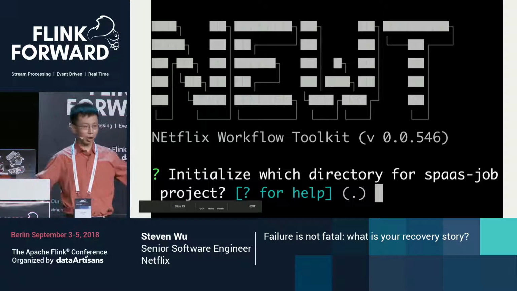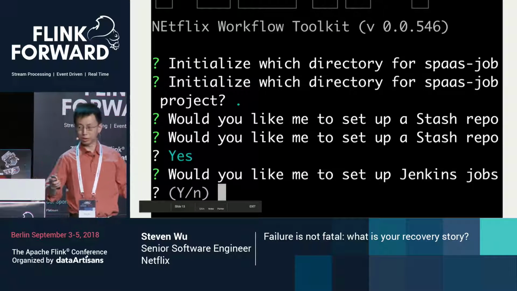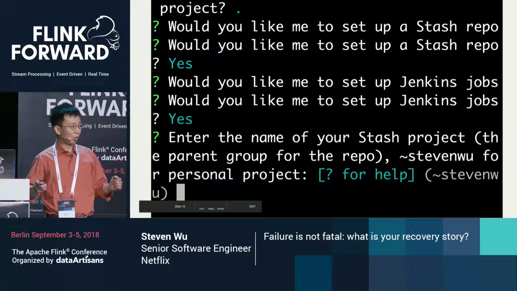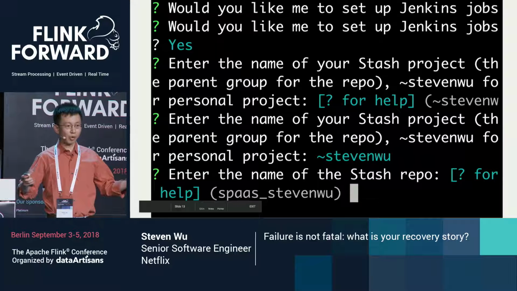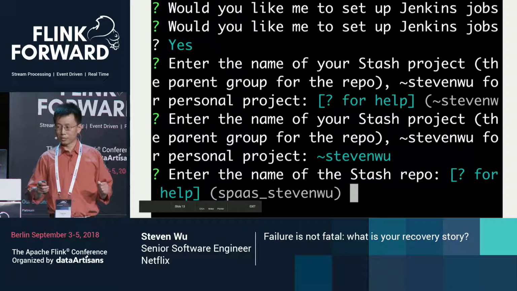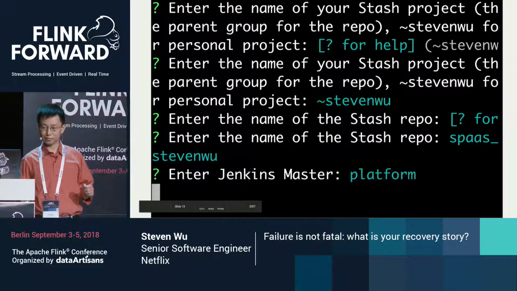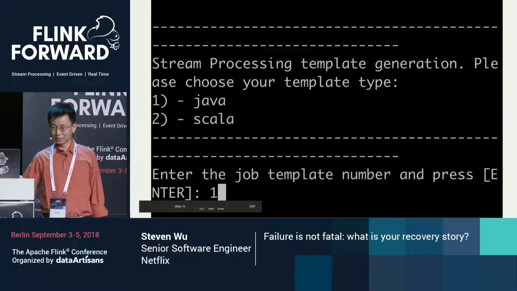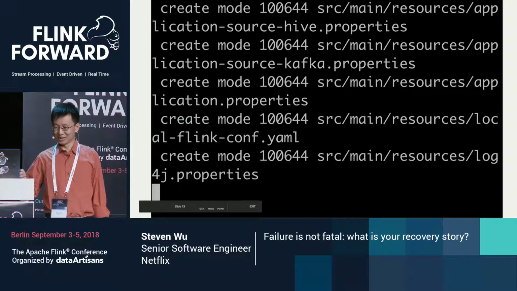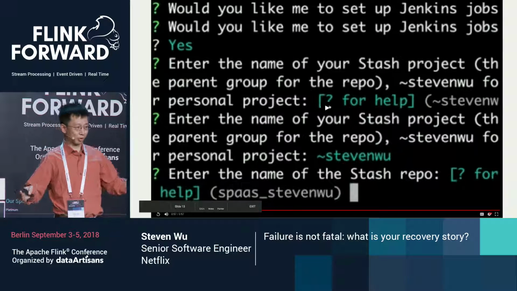It will ask you which directory you want to create a project in. Do you want to set up a Stash code repository? Do you want to set up a Jenkins job? Which project do you want to create the Stash repo in? And the name of the Stash repo. And the Jenkins master. Finally, it'll ask you for the Java or Scala template. I'll choose Java because I like Java more. You can see within literally a minute, we can create a new template project for you.